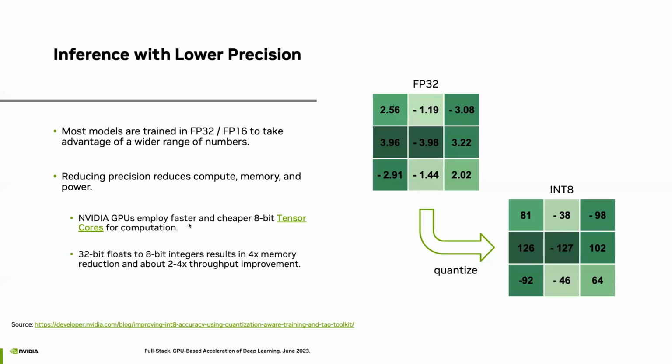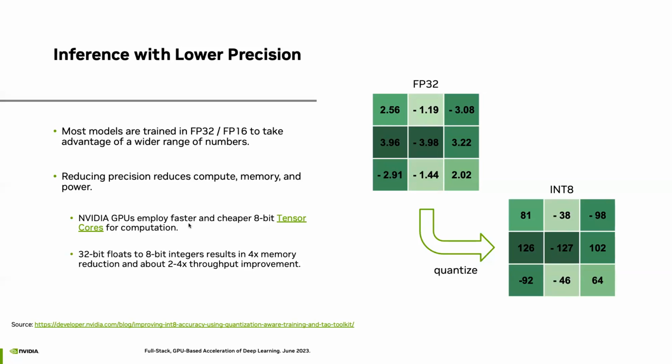Now, when we train the model, we typically just train it in FP32 to take advantage of the wide range of numbers so that we can improve the precision. Sometimes we may use FP16, but even with the model saved in floats, we can further reduce the precision to further reduce the compute, memory, and power.